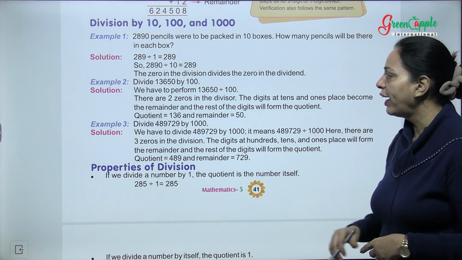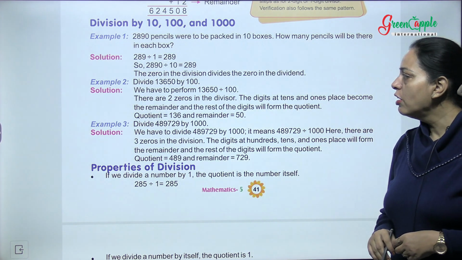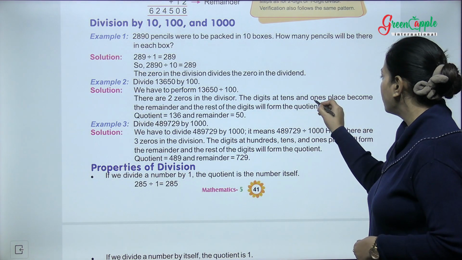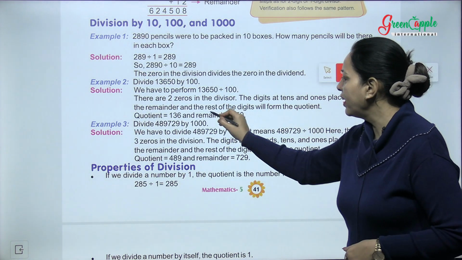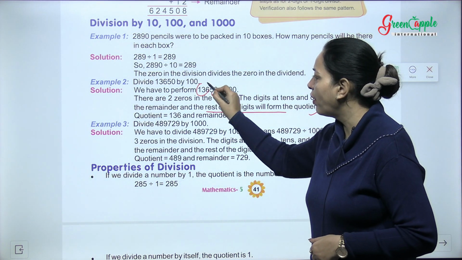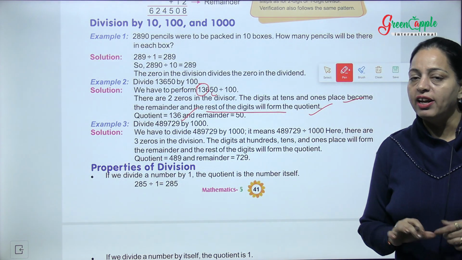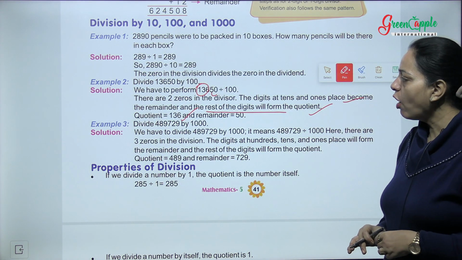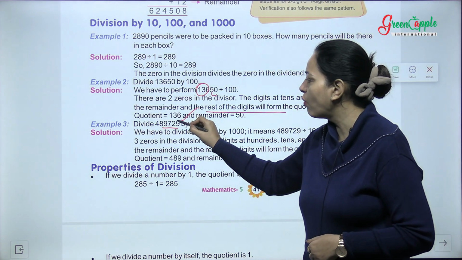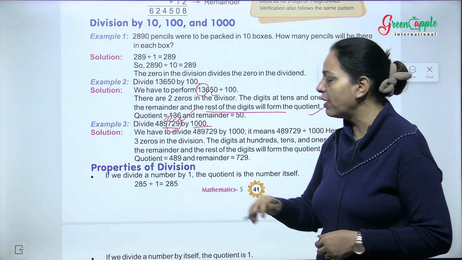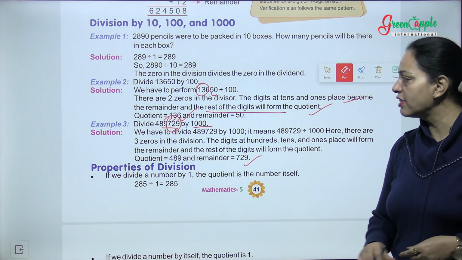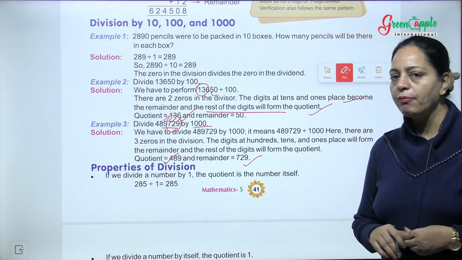Now example 2, divide this number by 100. So there are 2 zeros in the divisor. The digits at the tens place and ones place become the remainder, and the rest of the digits form the quotient. So 50 is the remainder and 136 is the quotient. This is the shortcut. Okay, see now example 3, divide this number by 1000. So the last 3 digits, meaning ones, tens and hundreds, make the remainder and the remaining digits form the quotient. So 729 is the remainder and 489 is the quotient.